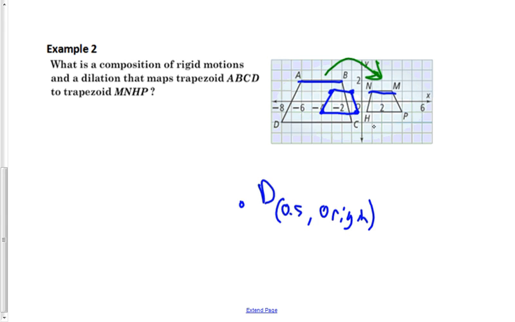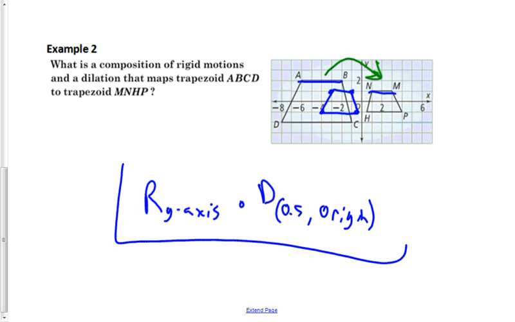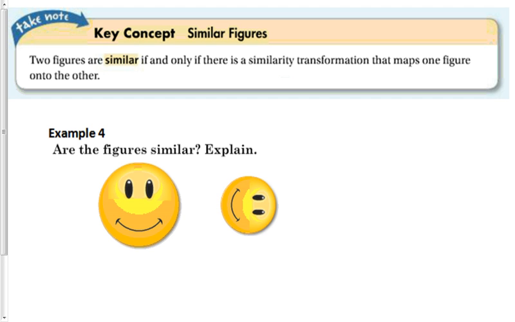And now, what's the other one? Well, it could be a couple things, but I think the easiest one, it looks like it just mirrors over the y-axis. So that would be a reflection over the y-axis. That would be our composition of transformations here. We did a reflection after we did a dilation.